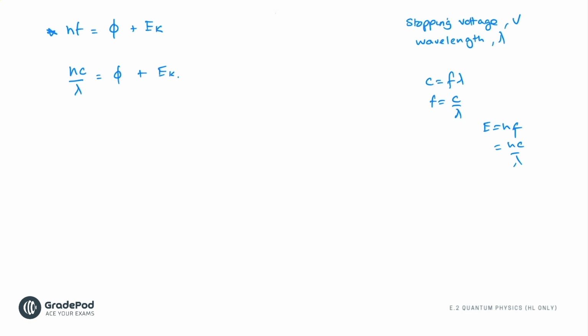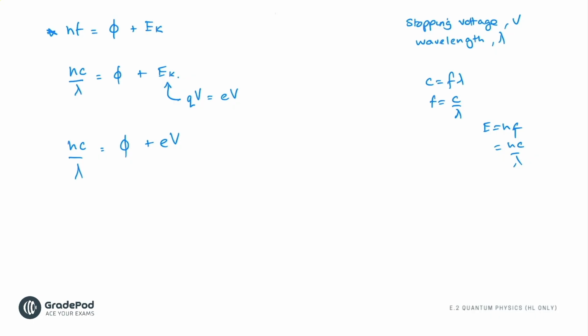Want to know about stopping voltage? Well, when the electron stops, work is done on the electron to bring it to a full stop, and that work done is the charge on the electron times the voltage, and of course, because we're dealing with electrons, that gives us eV. So our equation becomes hc over lambda equals the work function plus eV.